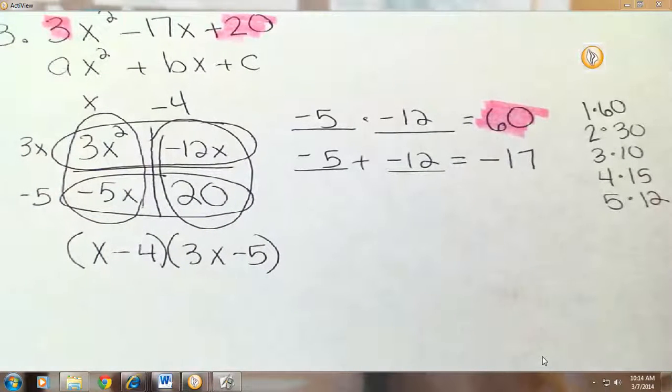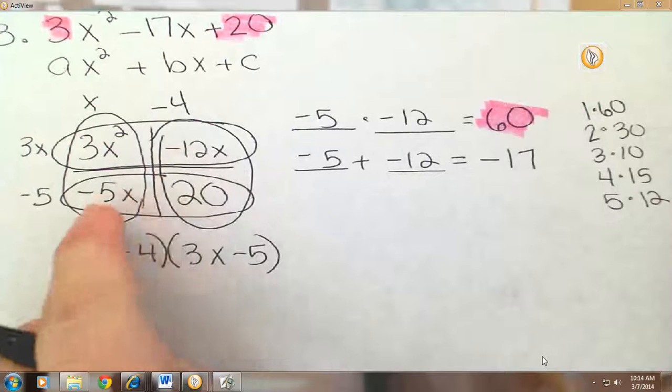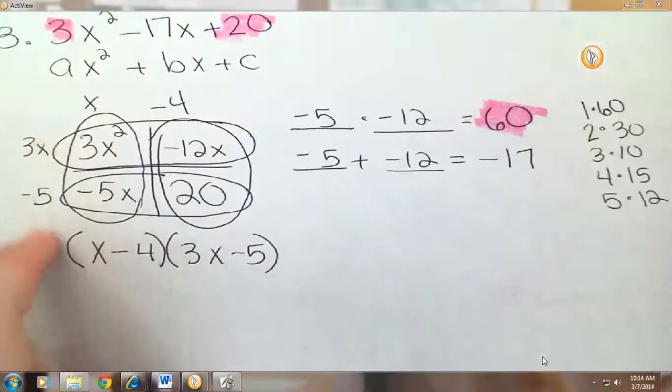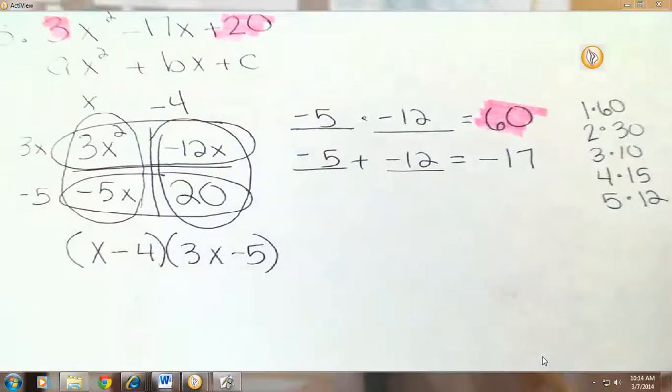Michael? Can you switch the 5 and the 12 around? Good question. Could we flip-flop these two? Absolutely. And it will be fine. You should get the same factors. Just what I have on top is what you're going to have on the side. What I have on the side is what you have on the top.